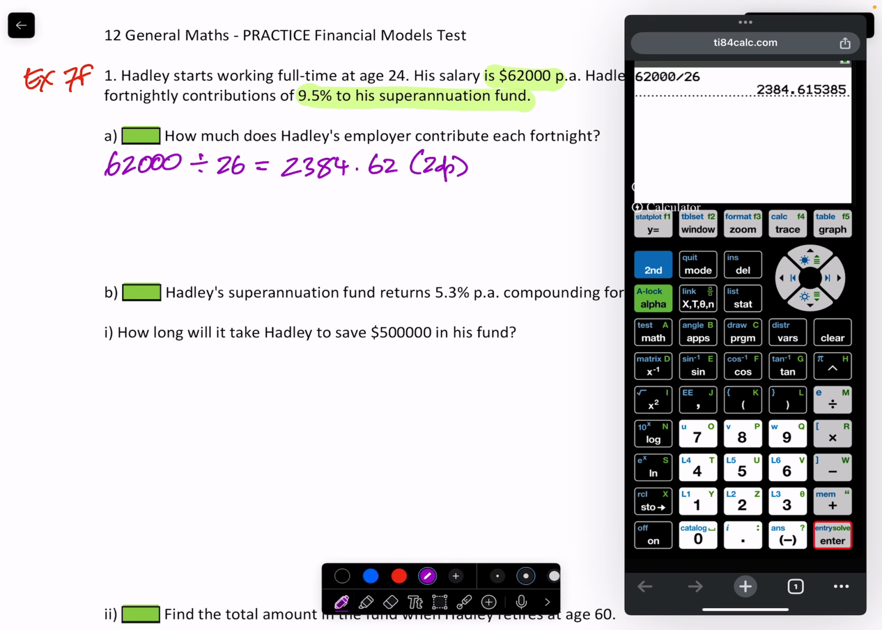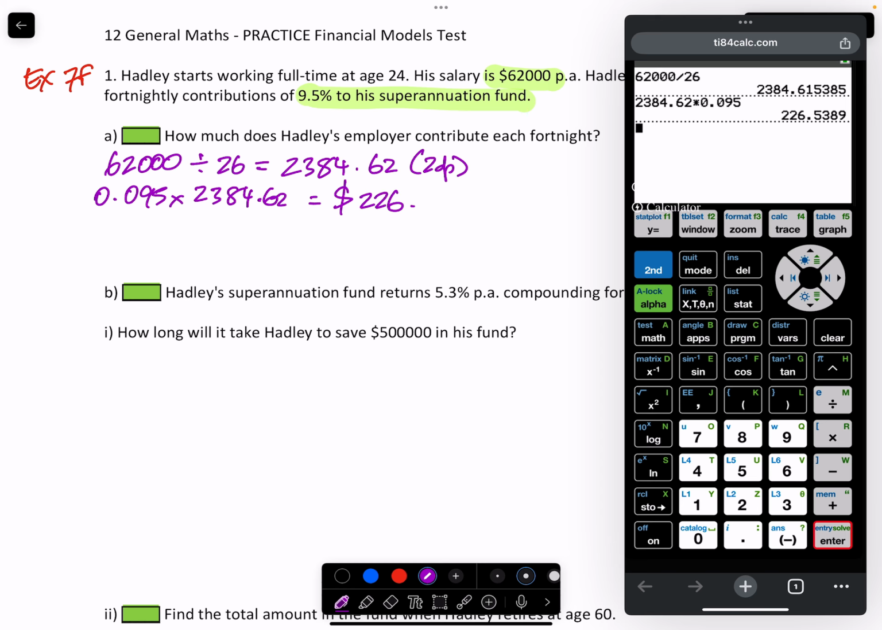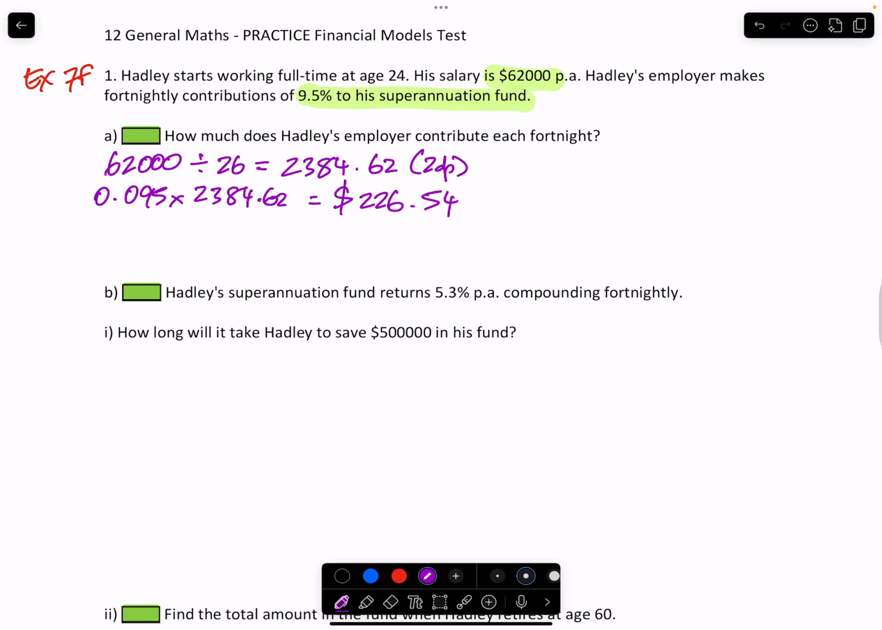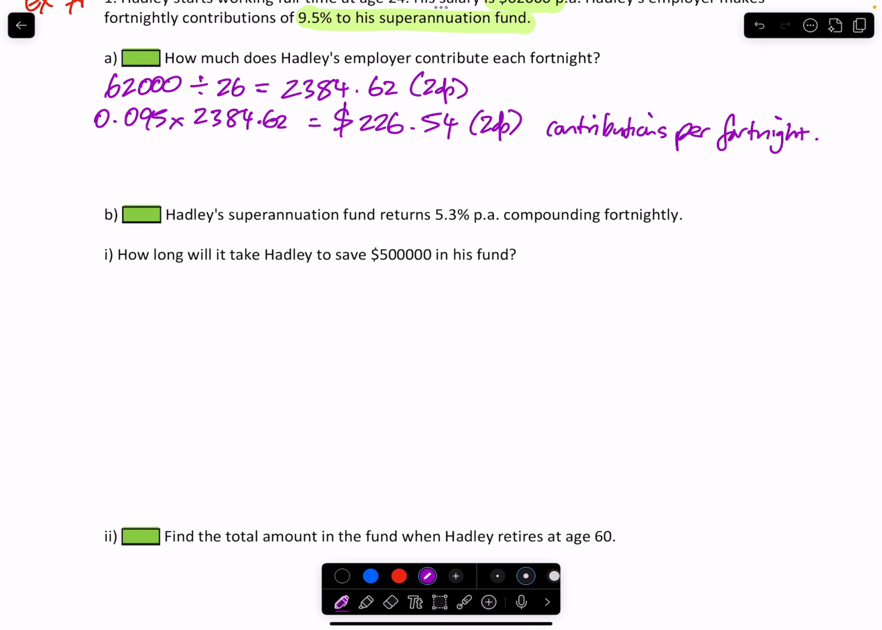9.5%, so 0.095 times the fortnightly $2384.62. 2384.62 times 0.095. That's $226.54 to 2DP contributions per fortnight. Question 1 done.